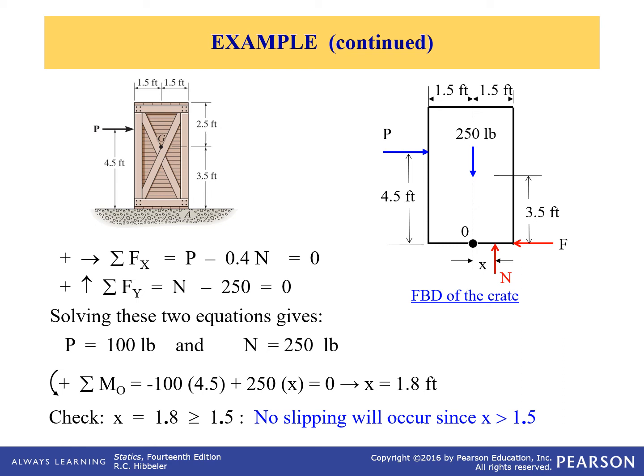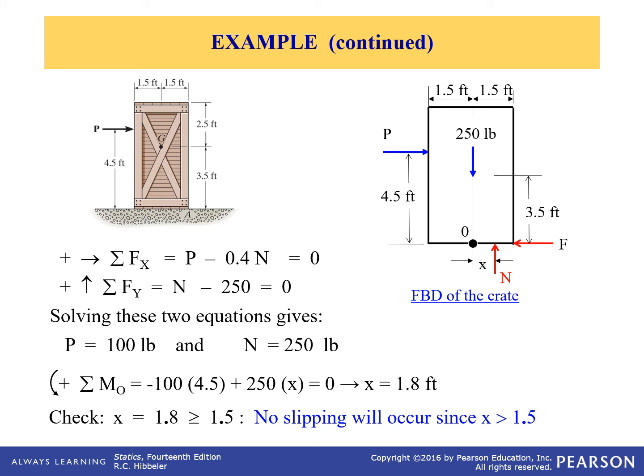It's 4.5 feet up. And if we put our finger at O and we push at P, the thing's going to go clockwise, so it's a negative value. N is going to produce the positive piece. It's going to be 250 pounds, but we don't know how far it is. So we put an X, because that's what we got on the paper, we solve for X, and X comes out to 1.8 feet.